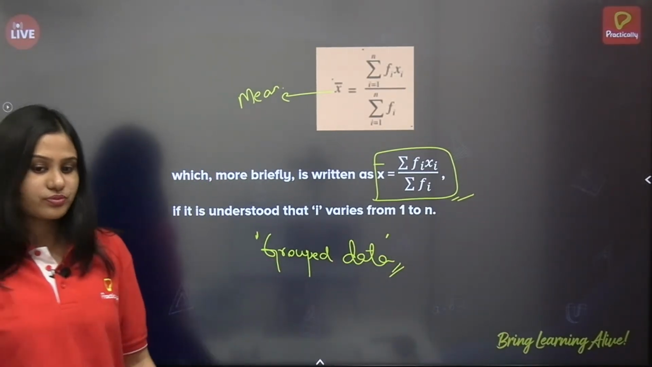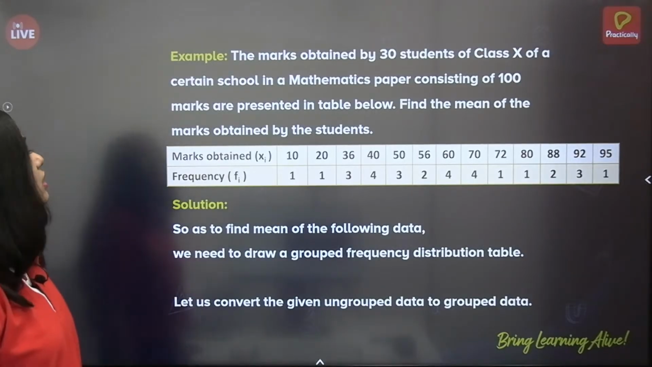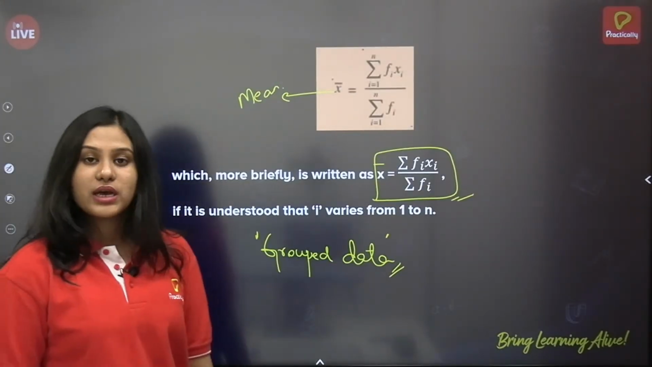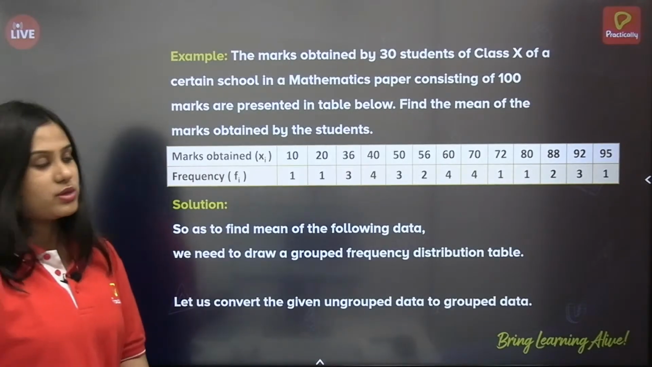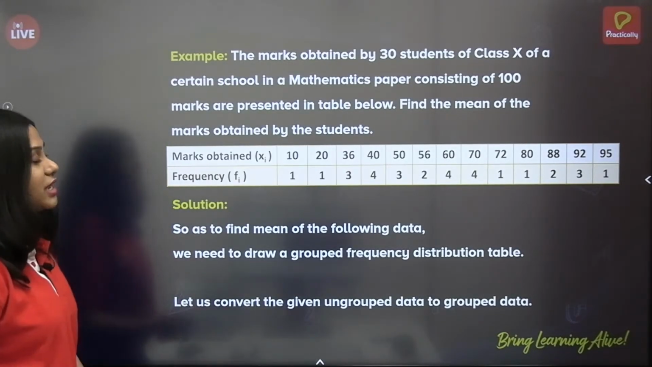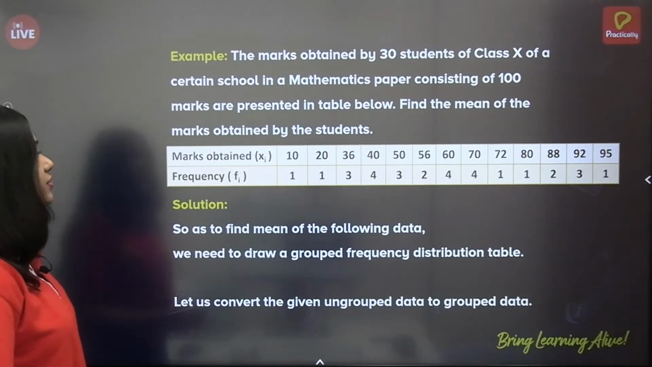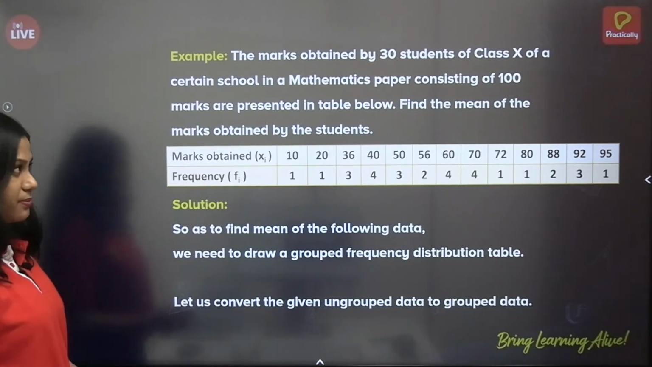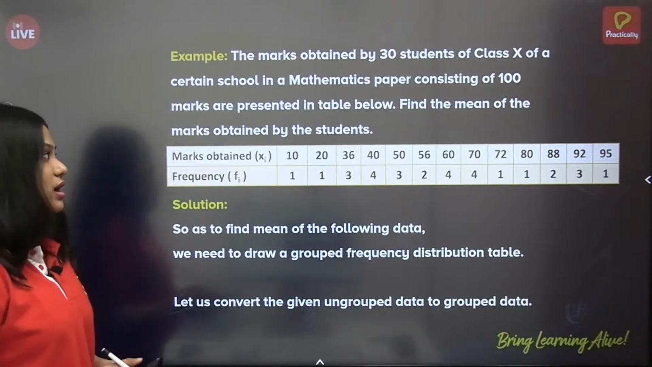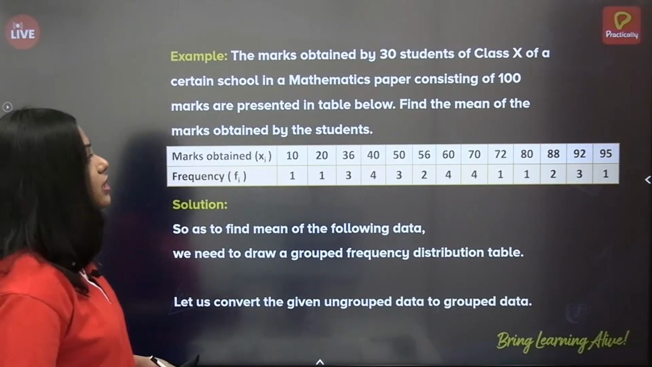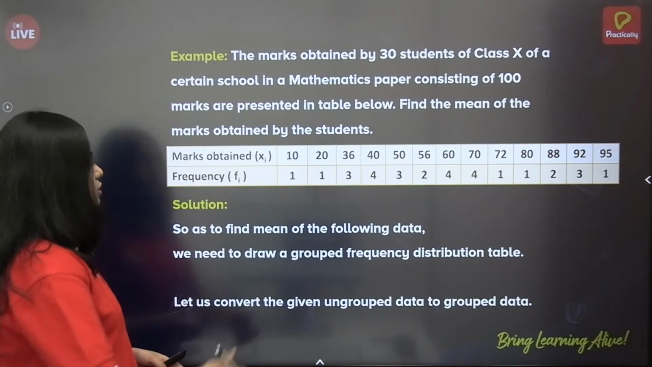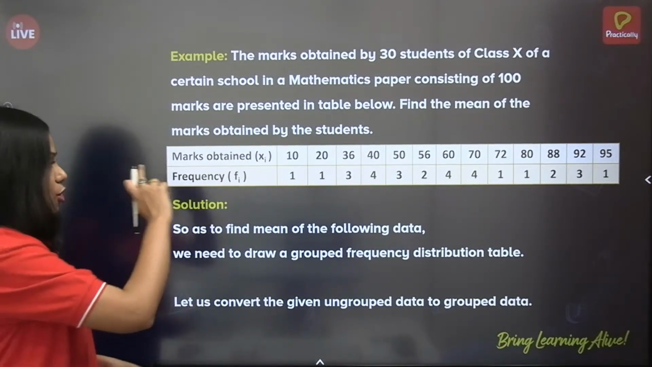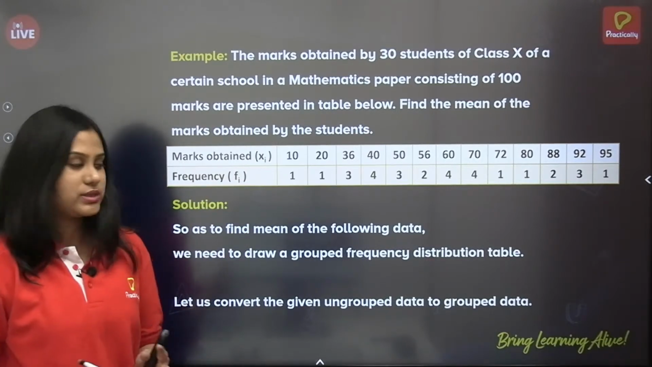Right. So we have seen the formula, we have seen the definition also. Now let us check a problem example. The marks obtained by 30 students of class 10 of a certain school in a mathematics paper consisting of 100 marks are presented in the table below. Find the mean of the marks obtained by the students. Alright, so here the top row is the marks obtained, and the second one is the frequency.